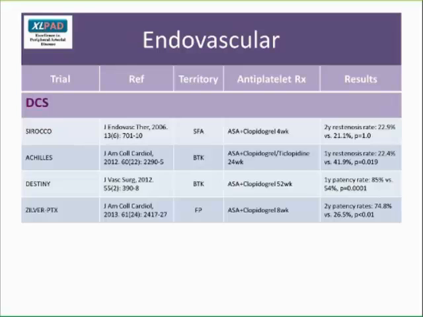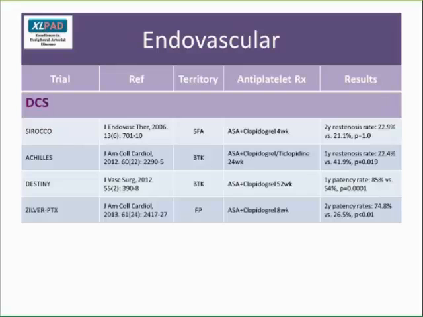However, 72% of patients received 3 months or more. So most operators opted for longer duration of dual antiplatelet therapy. Of course, there was a significant reduction in the need for target lesion revascularization, as shown in the 2-year patency rates, 74.8% in the Zilver PTX arm compared to the comparator arm, 26.5%.